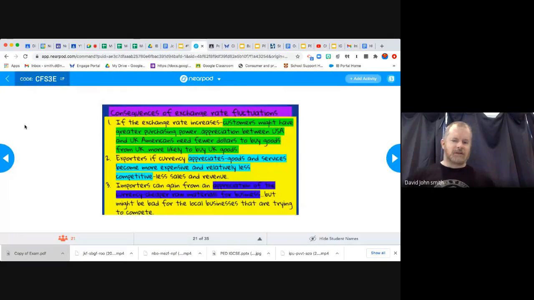If the exchange rate changes, what are the consequences? Let's see. If the exchange rate increases, if we have an appreciation, customers might have greater purchasing power. So if we take, for example, the USA and the UK, then American consumers will need fewer dollars to buy goods from the UK. So they are more likely to buy UK goods. And appreciation makes people who are importing products happier. Right? It makes them cheaper. It makes them more affordable.